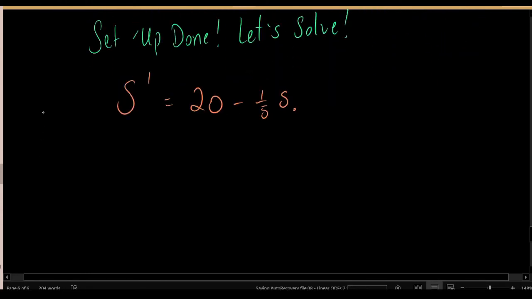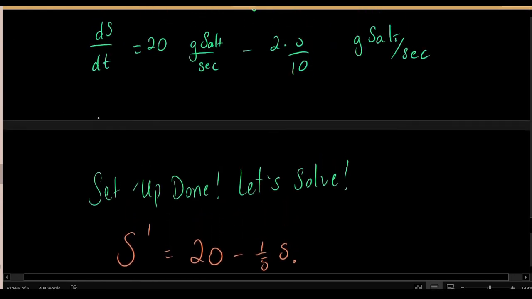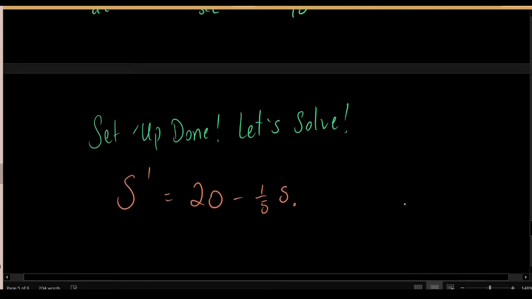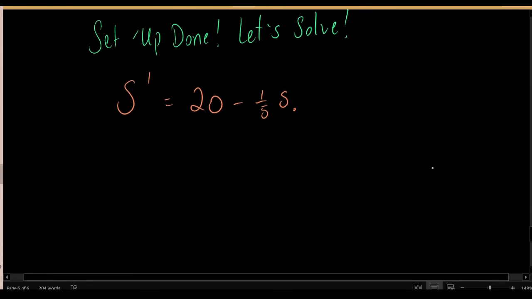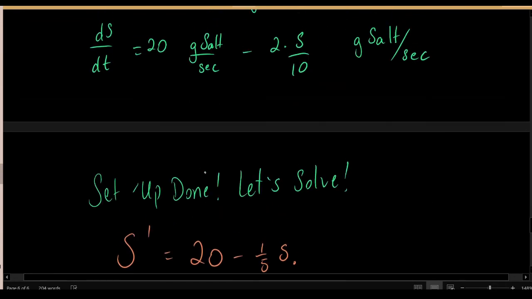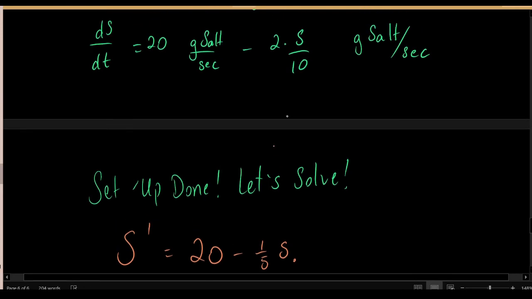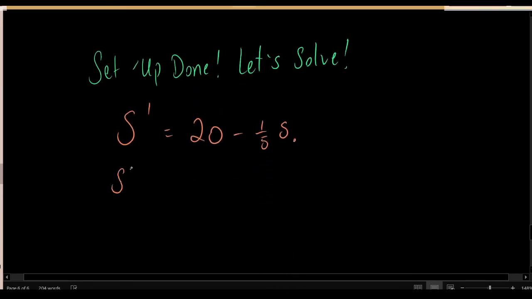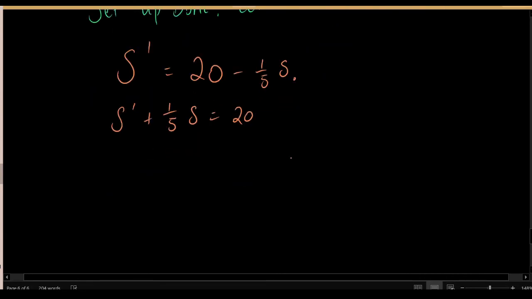I've gone ahead and simplified our equation. I've removed all those pesky units that physicists and engineers love so much. I've done some simplification, and then we have the equation here: S prime is equal to 20 minus 1/5 times S. Let's go ahead and rewrite this into standard form. And let's find our integrating factor.